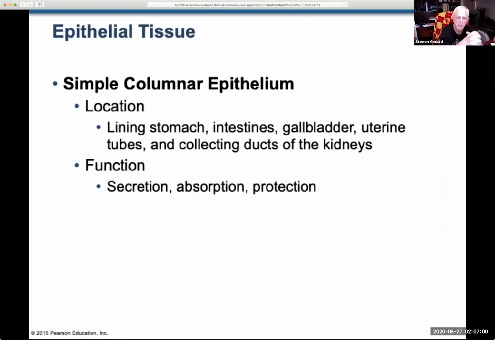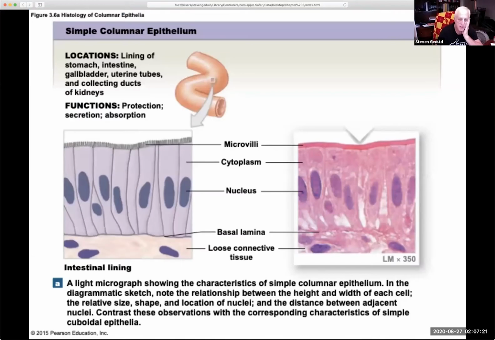Simple columnar epithelium. Again, simple, 1 layer, taller than they are wide because they're in the shape of a column. They line the stomach, intestines, gallbladder, uterine tubes, and collecting ducts of the kidney. They function as secretion, absorption, and some protection. Okay, not a lot because they are simple, only 1 layer. So you have simple columnar epithelium. See how the shapes are columnar. They're very tall and they're narrow. So they're in the shape of a column.